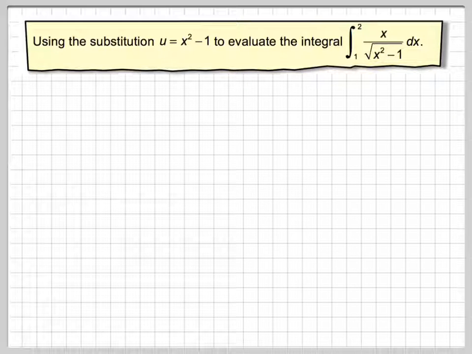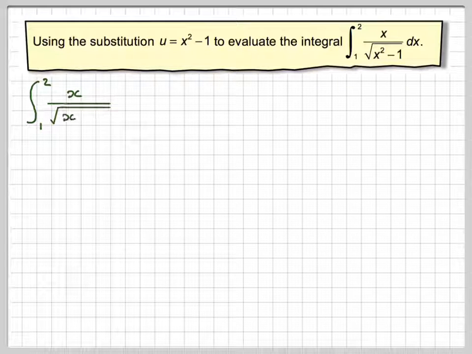Right, in this video we're going to integrate what's known as a definite integral, using the substitution u is equal to x squared minus 1, to evaluate the integral from 1 to 2 of x over the square root of x squared minus 1 dx.